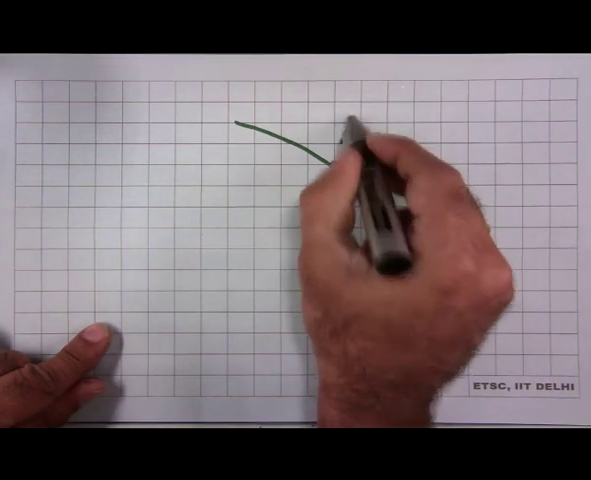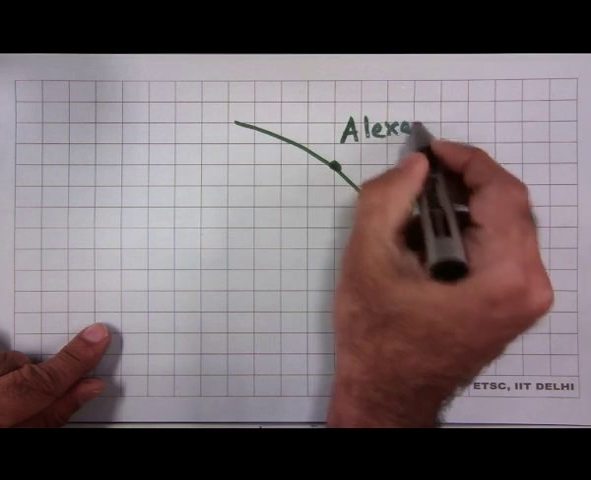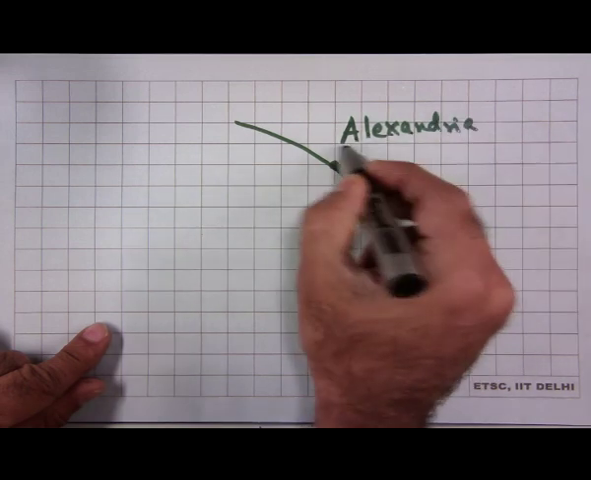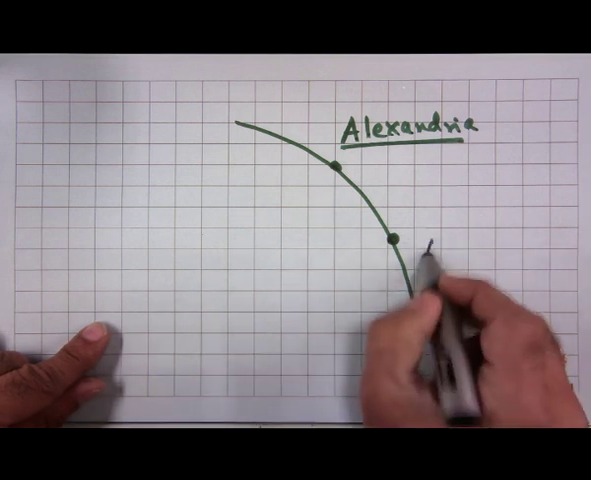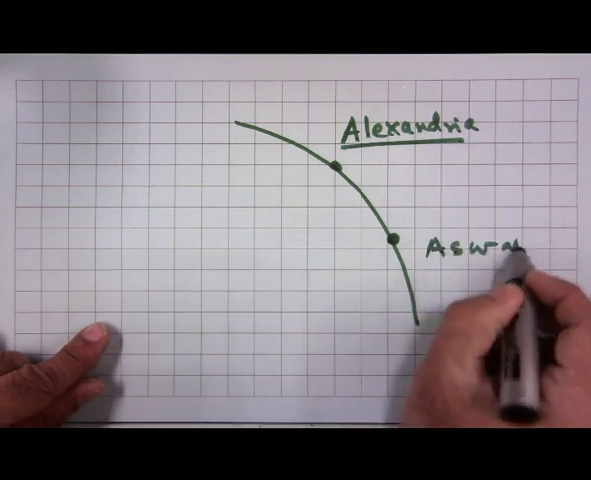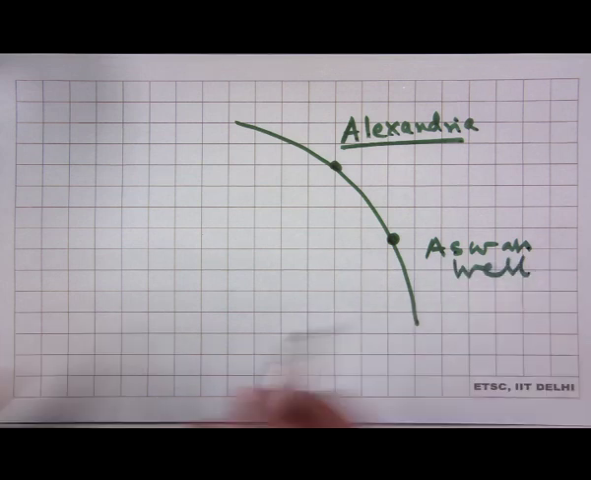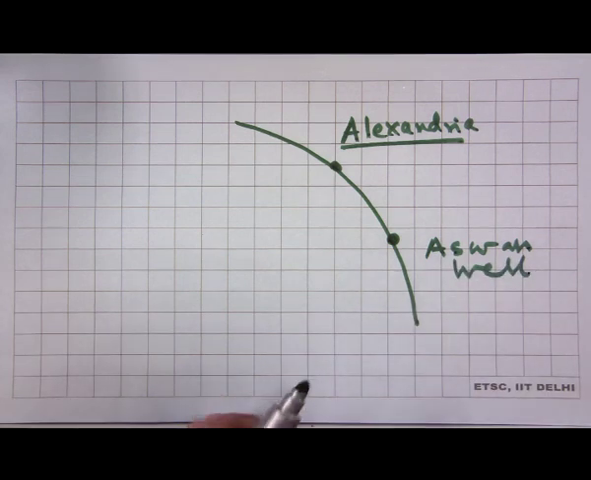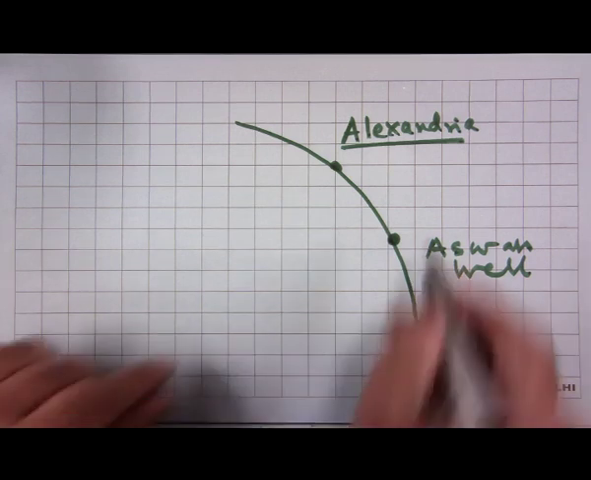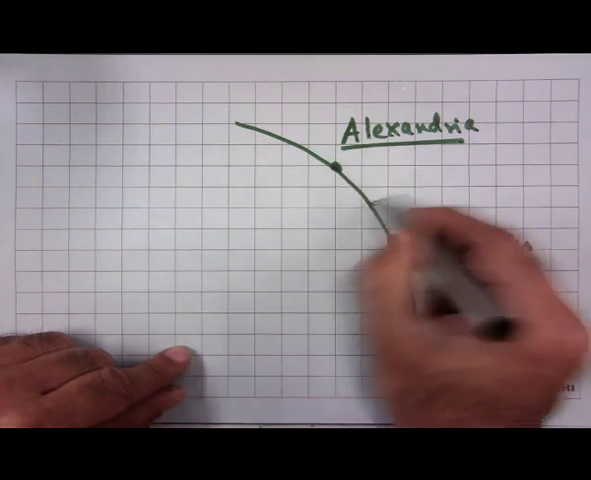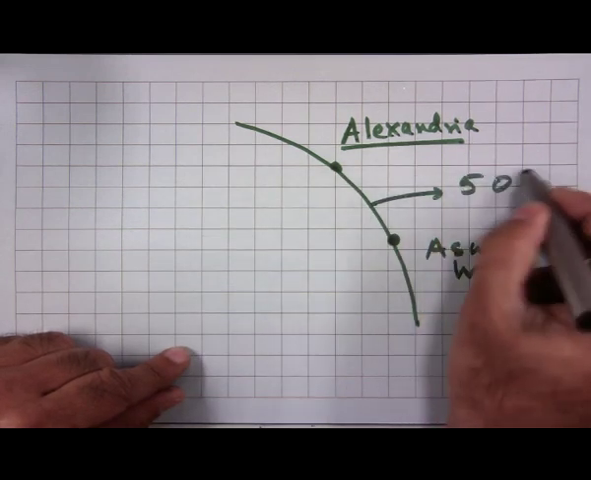This point corresponds to Alexandria and this point corresponds to Aswan. In fact, this was a well. This was a well in Aswan and well contains water. So that is what we have. Now the distance between them is known and that was given to be, I am reading straight away in this, 50 stadia. So this distance is 50 stadia.